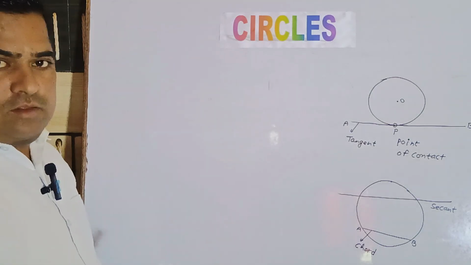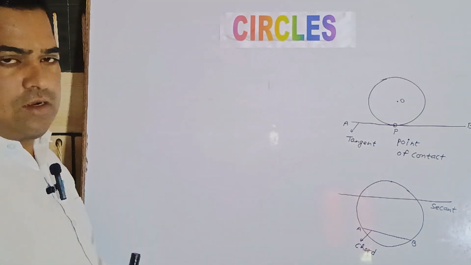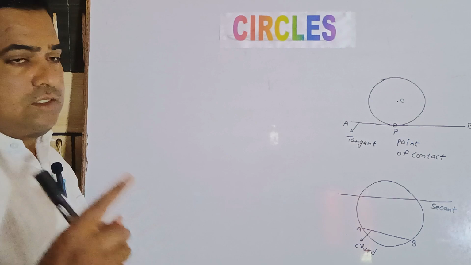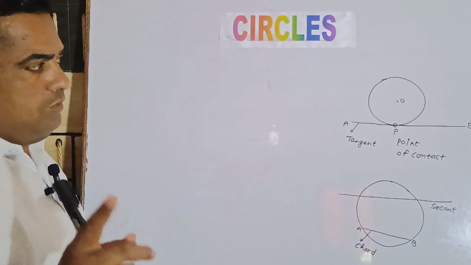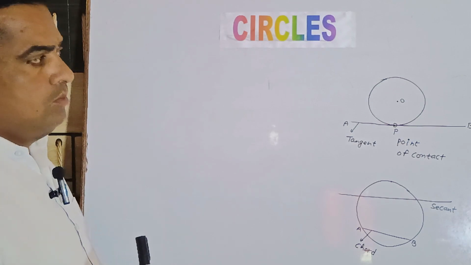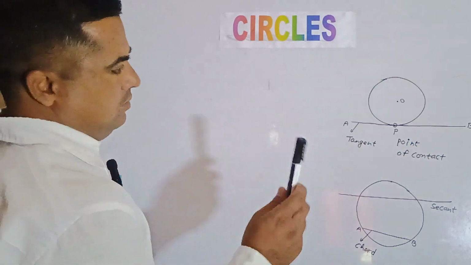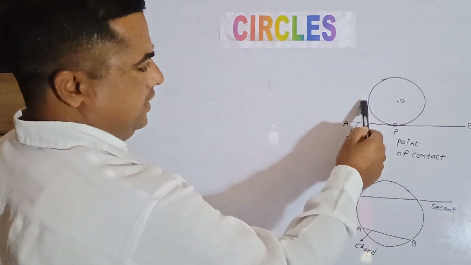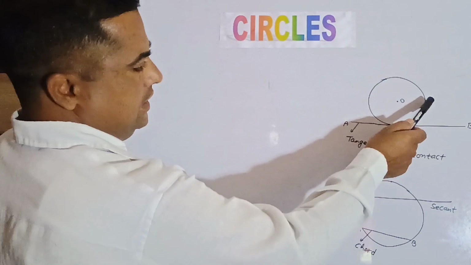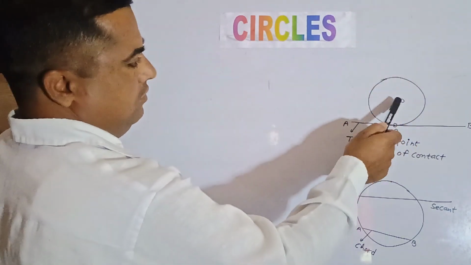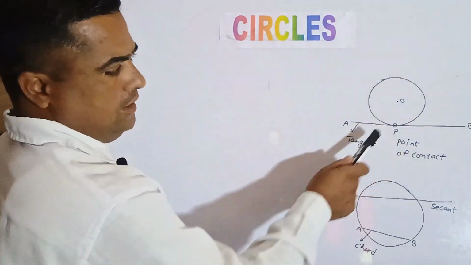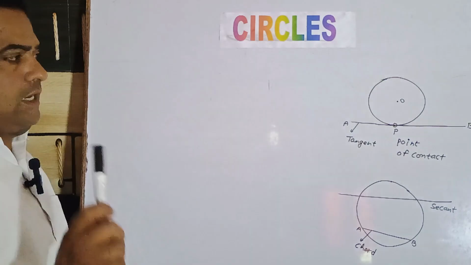Students, what is a circle? Today we will discuss a circle. We know very well, a circle is the path of a point which will be equidistant from a fixed point, and this fixed point is called the center. Correct?